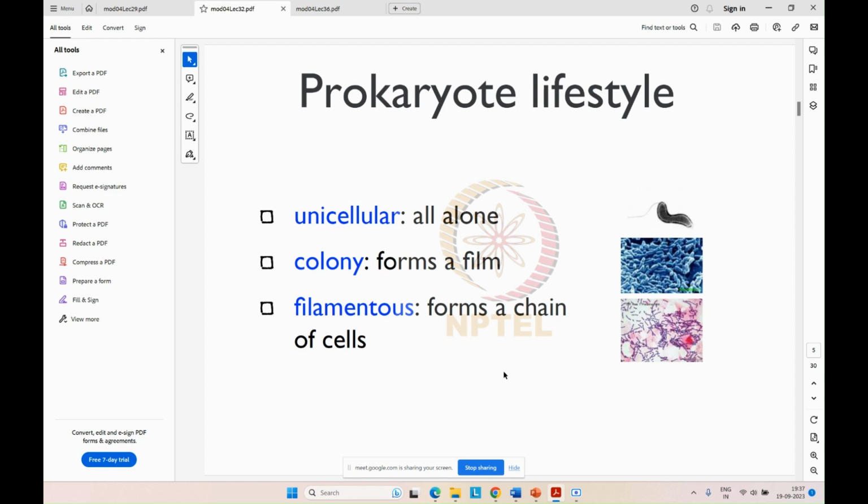The prokaryotes can be of different kinds, unicellular such as amoeba. They can form a colony, which has been studied nowadays, known as biofilms, which have certain structural properties which help them to be of industrial use. They can also be filamentous and form chains of cells.